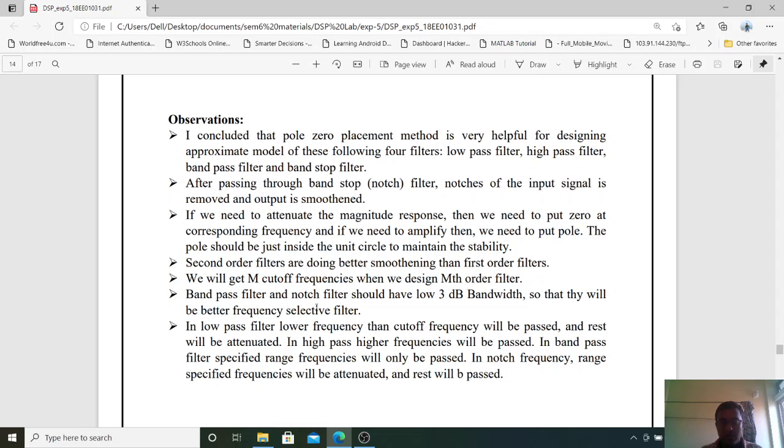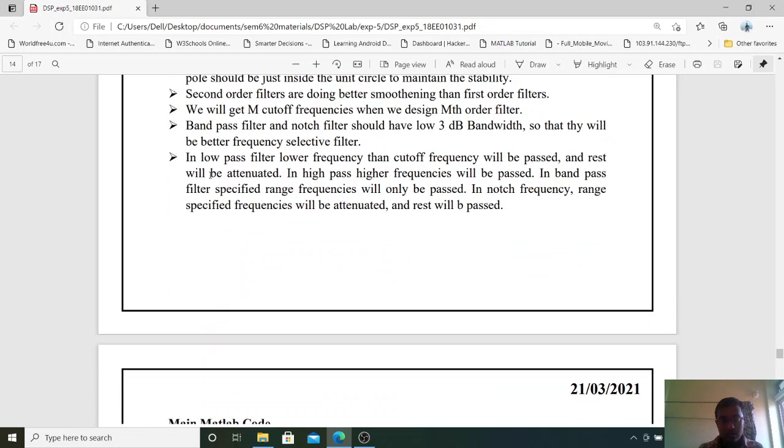For the notch filter and band pass filter, the narrower it is, meaning the smaller the 3 dB bandwidth, the better its performance will be, as it is a more frequency selective filter. And again, the low pass filter passes the lower frequency components and attenuates higher frequency components. The high pass is just the opposite, and the band pass allows some given frequency range, and the band stop or notch filter does the opposite. These things we have already discussed while discussing the plots of magnitude response and phase response.